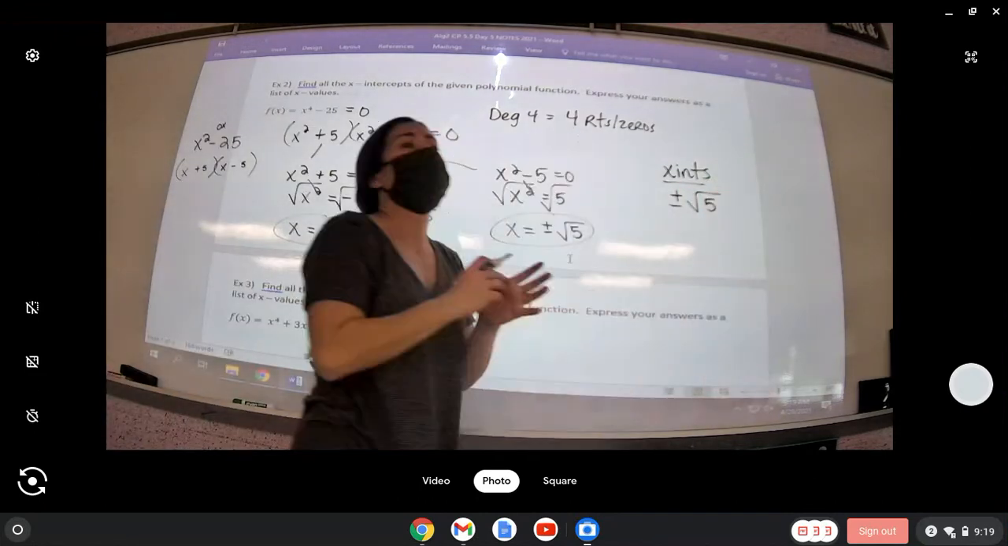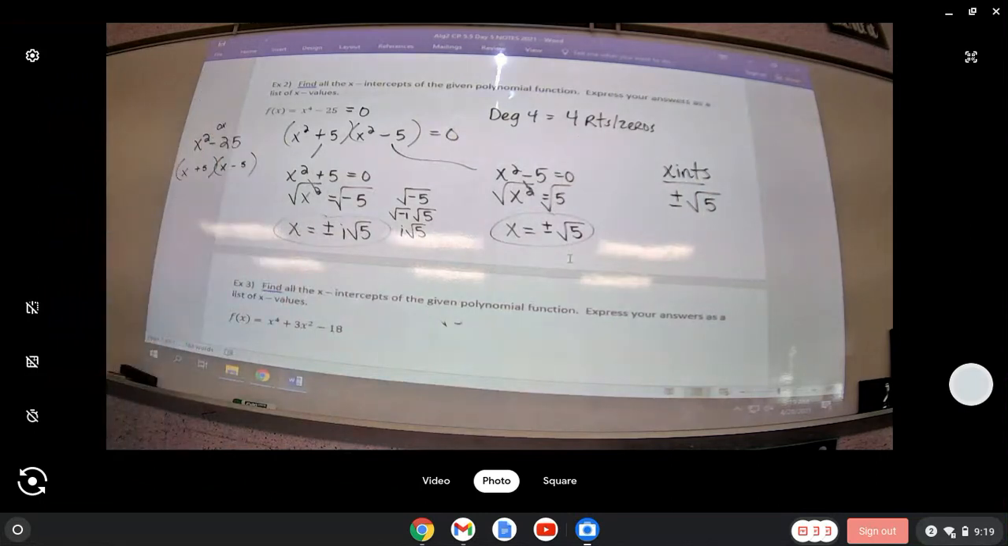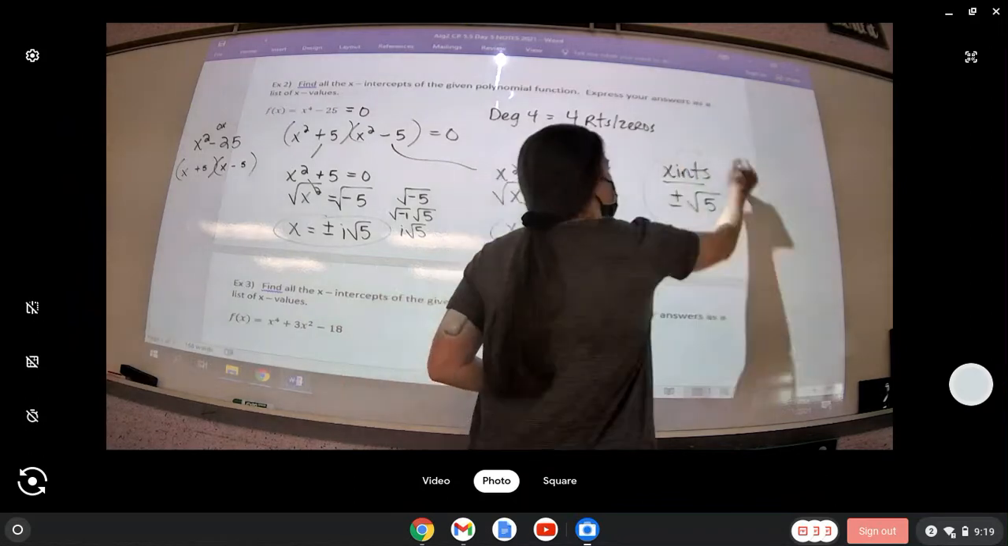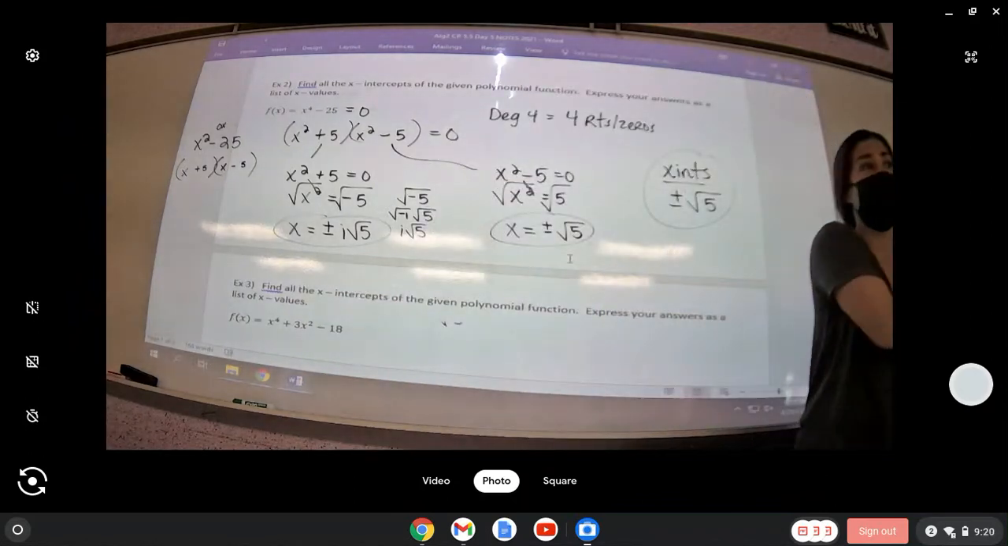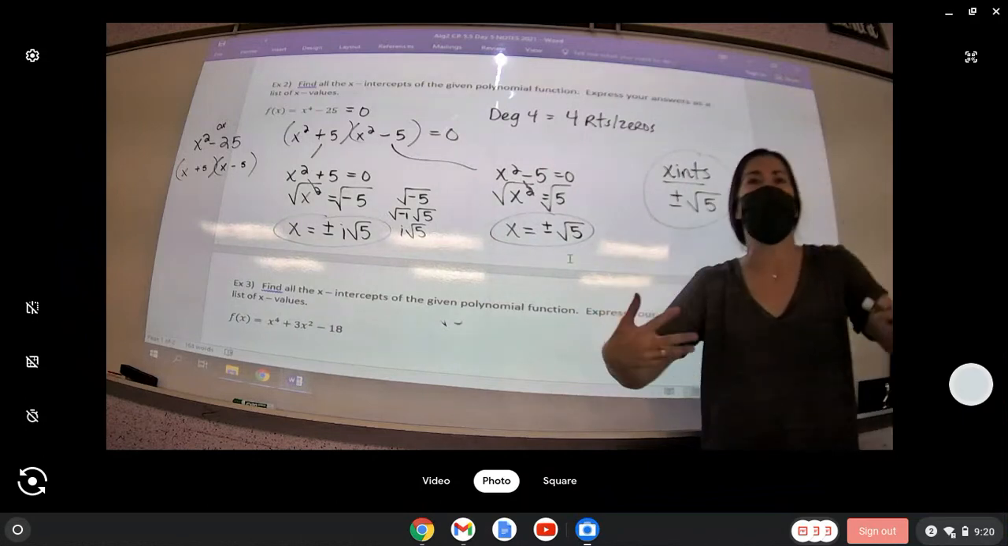And then again, please leave them as the plus or minus. Don't split them. I don't know if you'll get marked wrong. And you're done. So do you guys see how it should feel like a quadratic, even though it's not a quadratic? We're still factoring in that same type of motion.